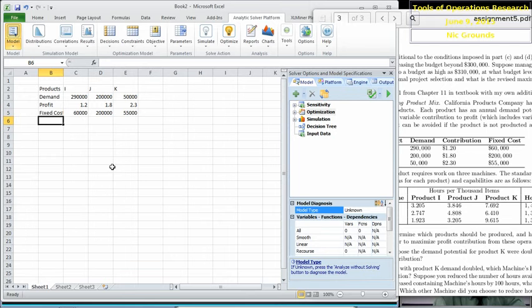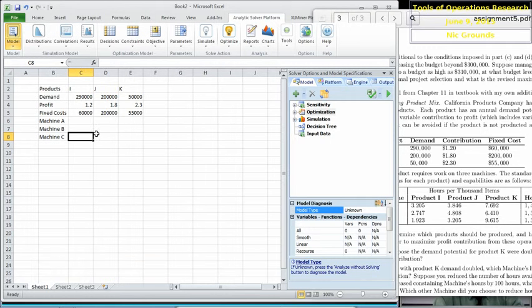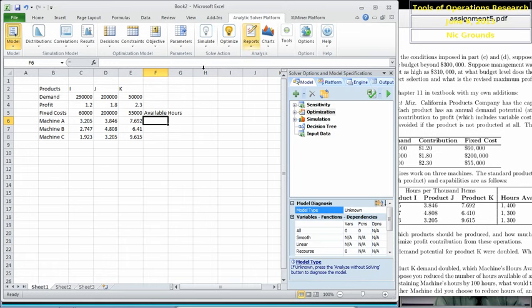And then we also know machine hours needed for each product. That is for 1,000 units of the product, so we'll need to make sure we account for either dividing by or multiplying by 1,000. For each machine, we know some available number of hours.